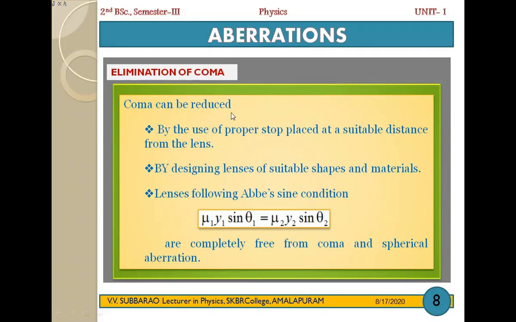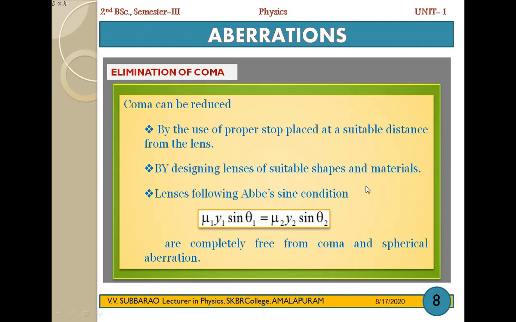Elimination of coma. Coma can be reduced by the use of a proper stop placed at a suitable distance from the lens. By making use of stops, either the paraxial rays or marginal rays will be cut off, and we can get a point image. By designing lenses of suitable shapes and materials, coma can be eliminated. This is the second method. By properly selecting the shapes and materials for the lenses, we can eliminate coma.